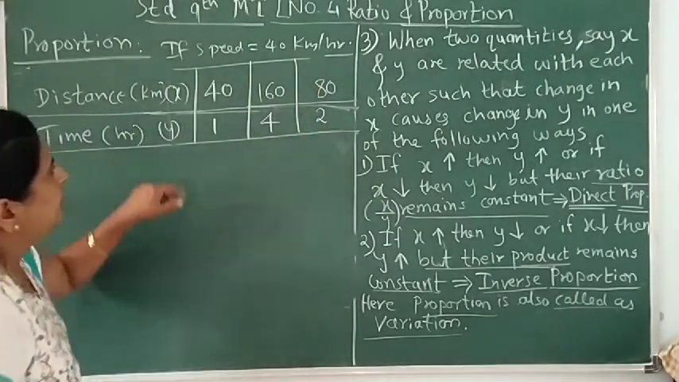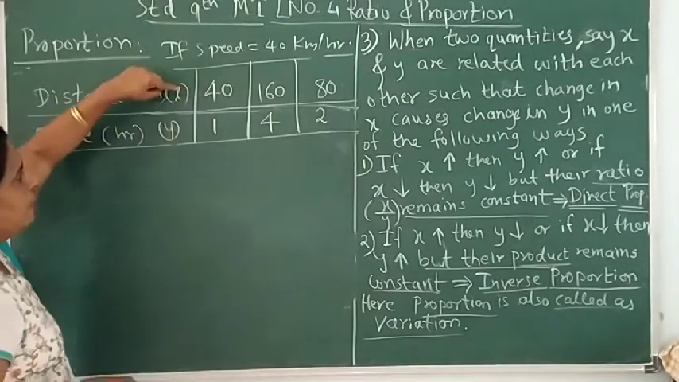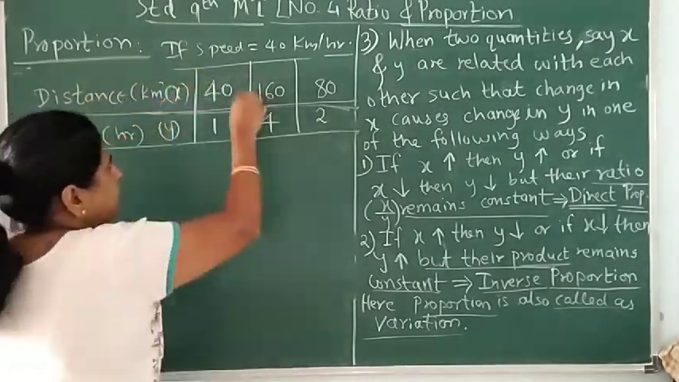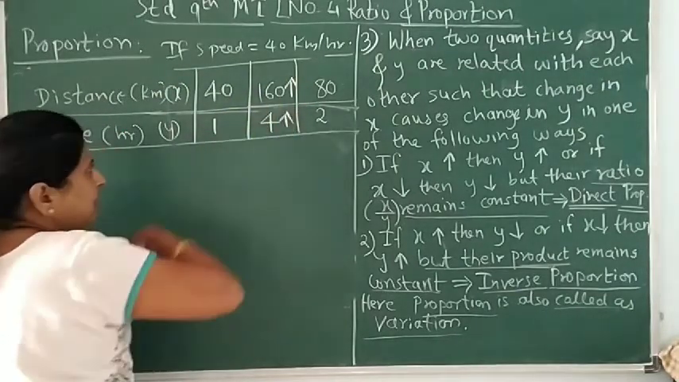Now you can see that when x is 40, y is 1. When x is going up, that is, x is increased, then y is also increased.